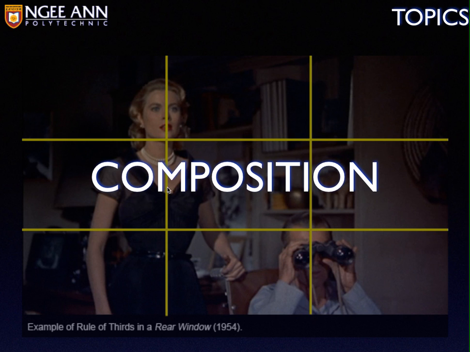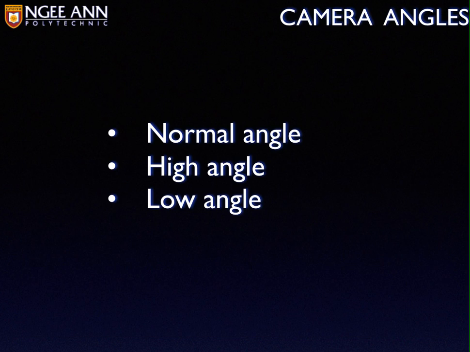So let's start with composition. What is composition? Well, composition is basically where you place the objects in the frame so that your human eye will be able to enjoy the size that the objects are in the frame in a proper artistic fashion. So we'll be talking about camera angles first.